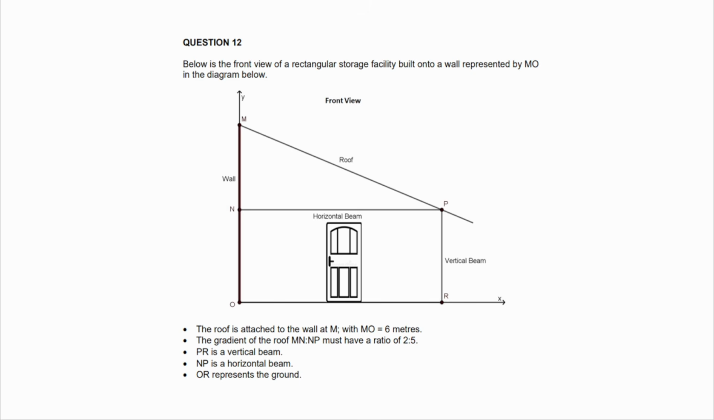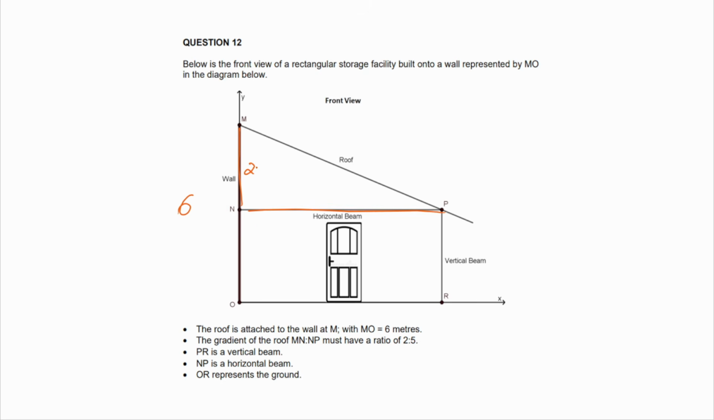Here is the front view of a rectangular storage facility. It's built onto a wall represented by MO. So MO is here, it's the wall. They say the roof is attached to the wall at M. MO is 6 meters, so this whole distance is 6 meters. The gradient of the roof, MN to NP, must have a ratio of 2 to 5. So MN is here and NP is here.